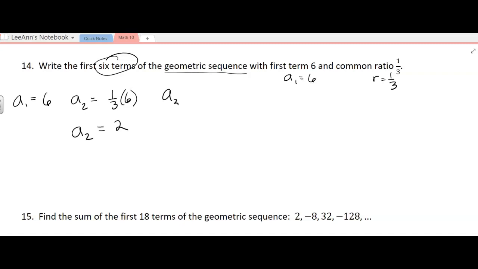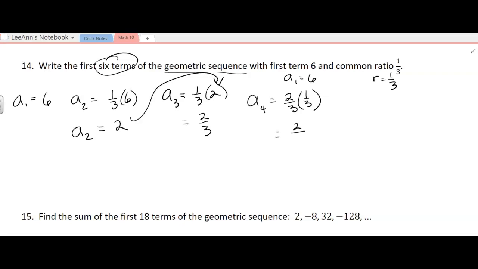And then a sub 3 is going to be the last one times 1/3 times 2, right? Like you're putting that in there. Okay, so you get 2/3. And then a sub 4, okay, you're going to take the 2/3 times 1/3. Keep multiplying by 1/3. I switched the order there, but that's okay. Multiplication is commutative. So you get 2/9.